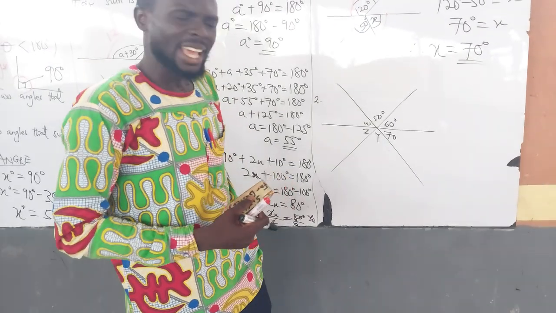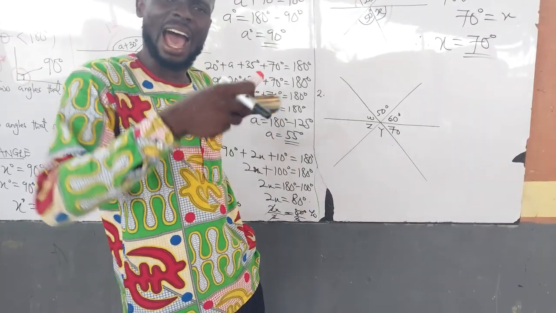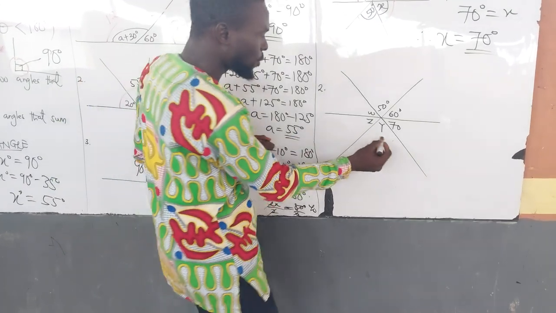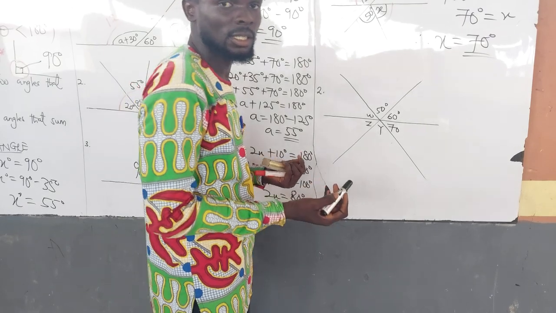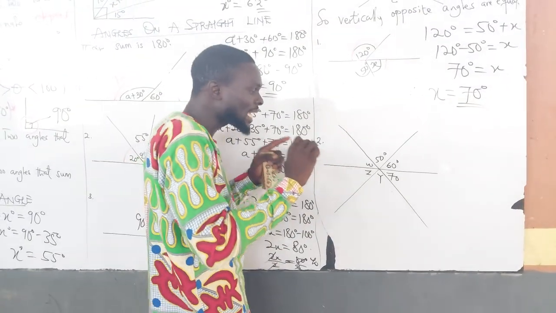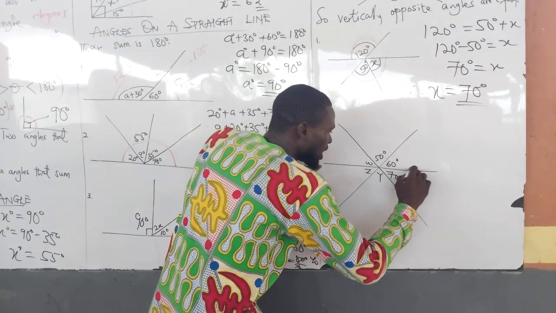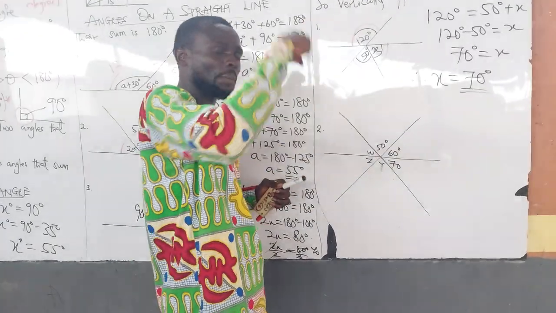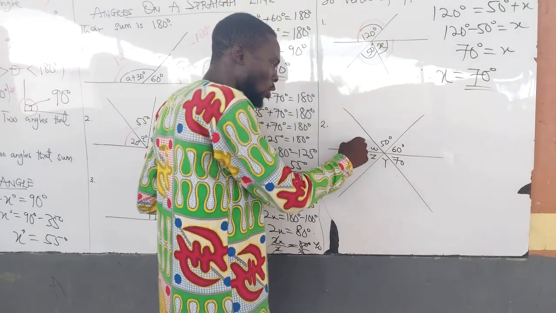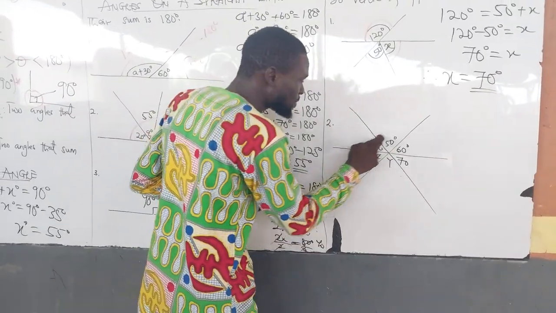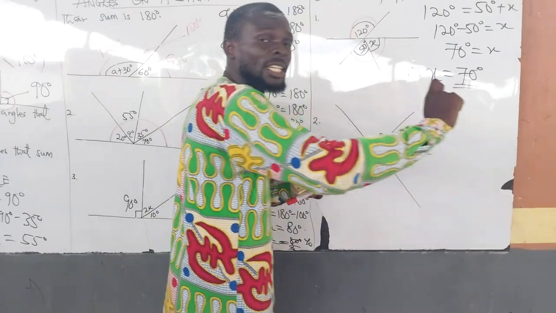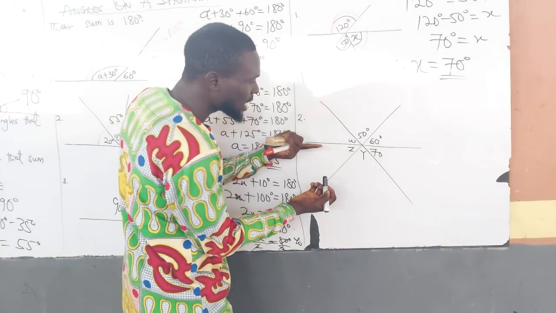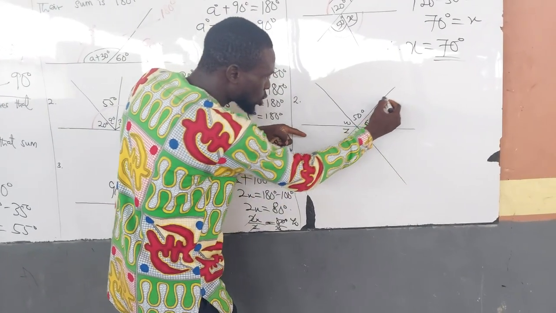Try and see if some of the angles are opposite. Now you can see clearly that for this and this, they are opposite. You can also see clearly that this angle is on a straight line. So to solve for W, I can apply the angles on a straight line by adding this plus this and equating it to 180. Then you solve.